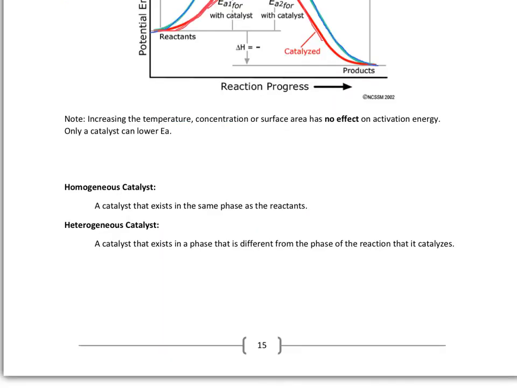There are 2 different types of catalysts. There's a homogeneous catalyst, which exists in the same phase as the reactants. And then there's a heterogeneous catalyst, and that's a catalyst that exists in a different phase or a different state of matter than the reactants that it catalyzes. This brings us to the end of our study on factors that affect reaction rates. Please familiarize yourself with these 6 factors and be able to answer questions on them based on the collision theory.